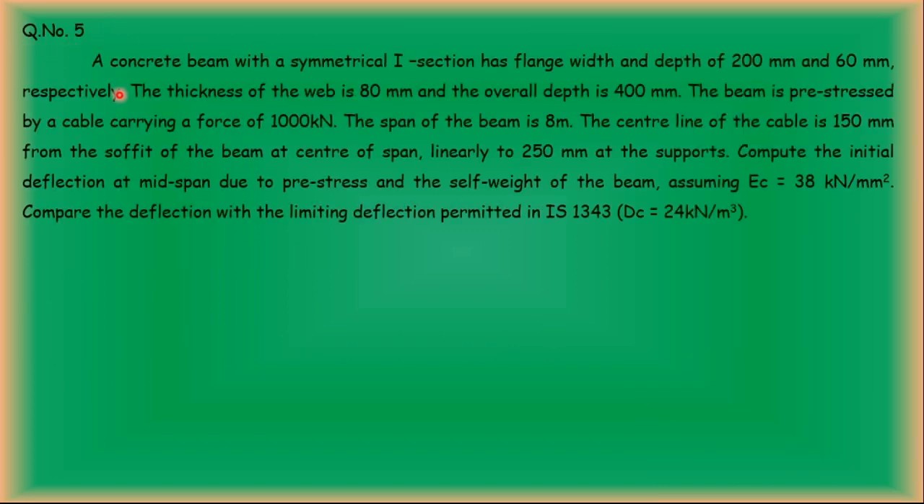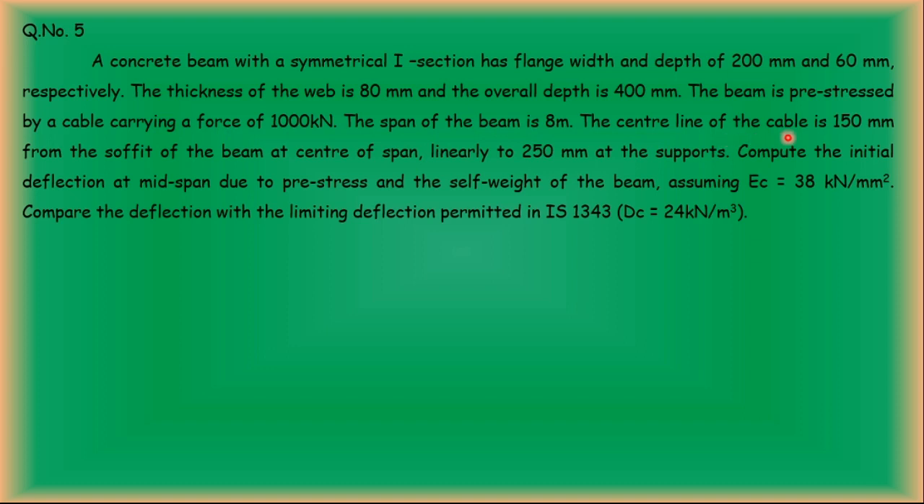Problem number 5 for deflections. A concrete beam with symmetrical I section has flange width and depth of 200 mm and 60 mm respectively. So the width of the I flange is 200 mm, depth is 60 mm. The thickness of the web is 80 mm and overall depth is 400 mm. The beam is pre-stressed by a cable carrying a force of 1000 kN. The span of the beam is 8 meters.